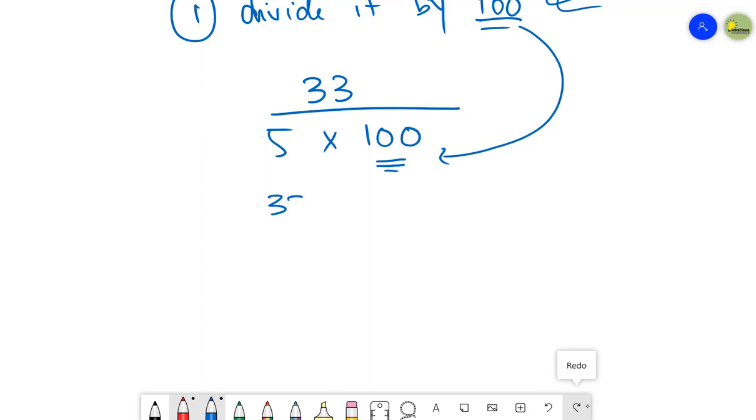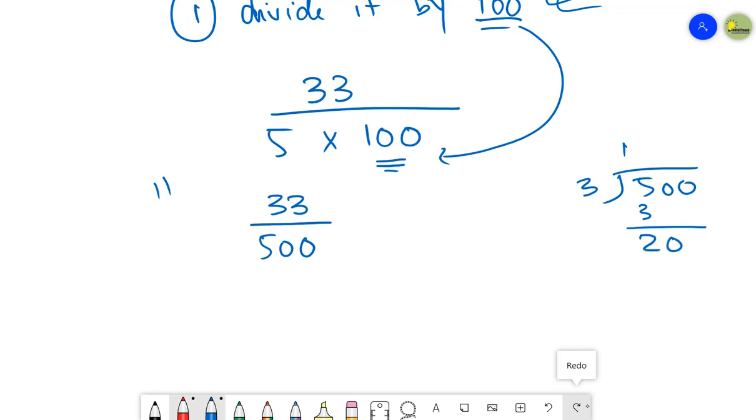Now it is 33 upon 5 multiplied by 100, which is 500. Let me see if it can be cancelled by the table of 3. 500, 33. If I cancel 33 by 3, it is 11. And if I cancel 500 by 3, then 3 ones are 3, 3 6s are 18, then 2, 0. 20 cannot be cancelled by 3. It means 500 does not come in the table of 3. You cannot cancel 500 by 3.